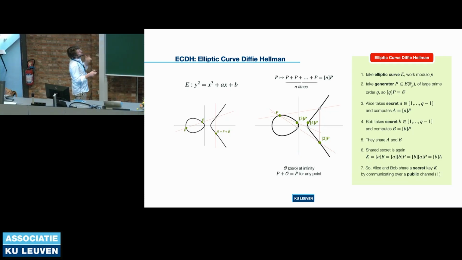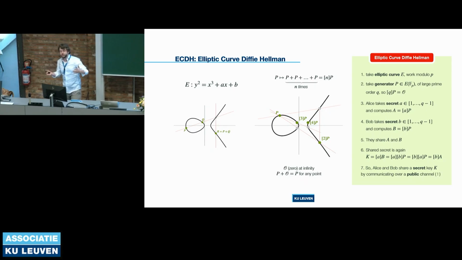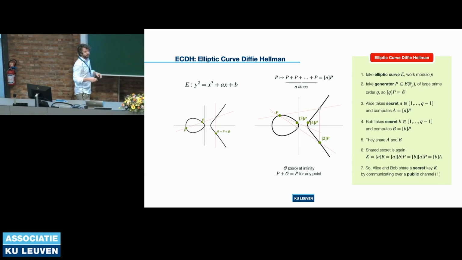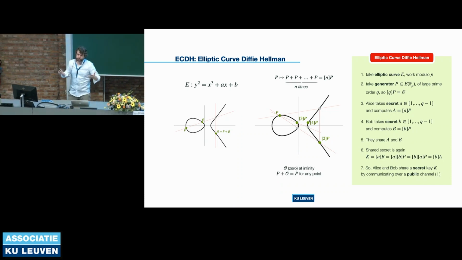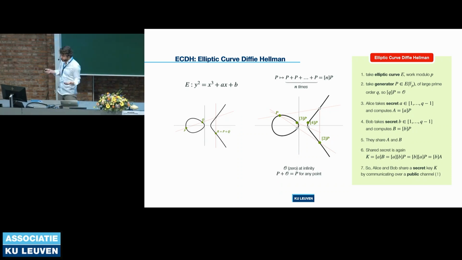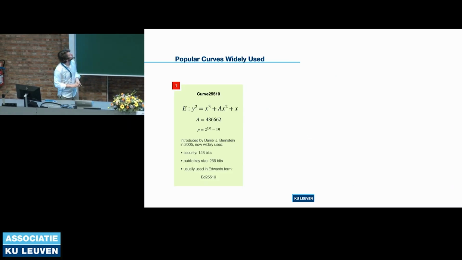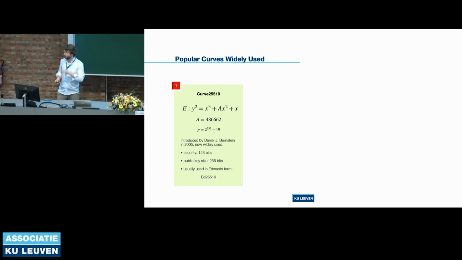Now, I skipped over one important step, which is that I said take an elliptic curve E and work modulo p. These are not things that you come up with on the spot when you're going to do elliptic curve Diffie-Hellman. You need to be very careful which elliptic curve you take, which prime you take, and which generator you take. This was a very big topic of research, to pick a good elliptic curve for cryptography. After about 40 years now of elliptic curve cryptography, there are three that are most widely used that I'll go over here quickly.